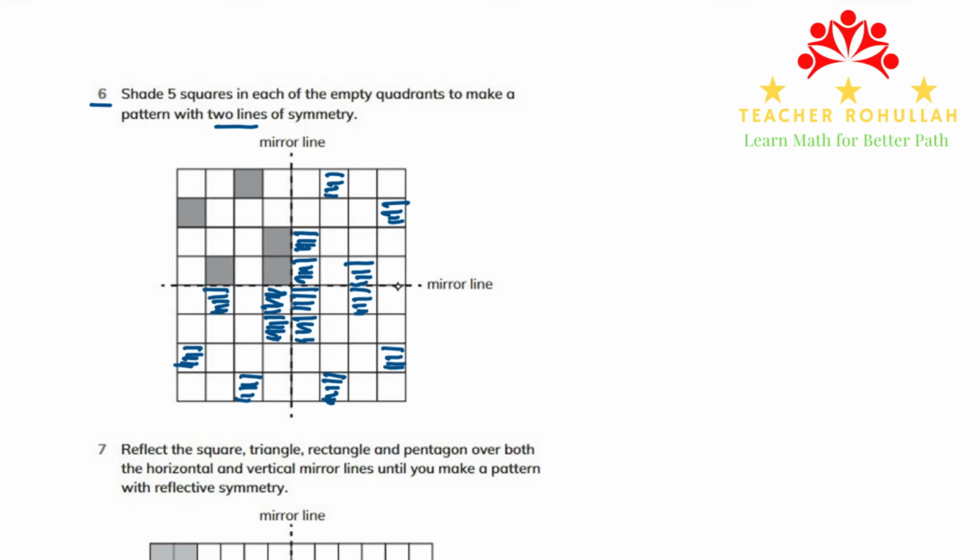Now it is shaded in a way that it has only 2 lines of symmetry. 1 line of symmetry is here, and the other line of symmetry is here. It does not have any diagonal lines of symmetry, so it has only 2 lines of symmetry. Now let's move down to question number 7.